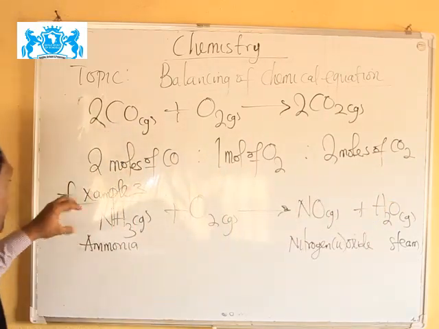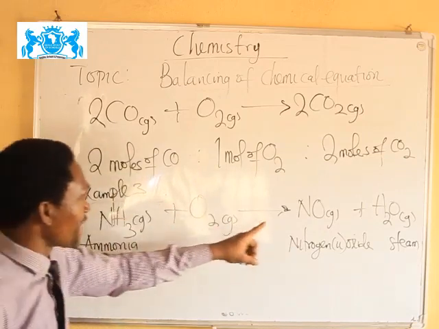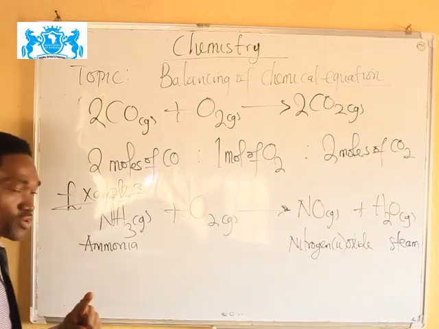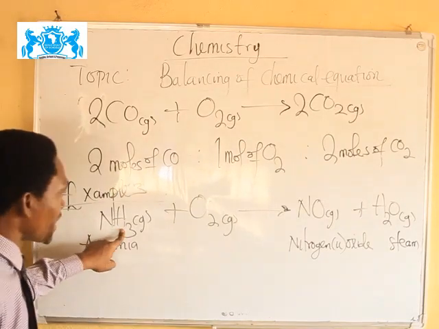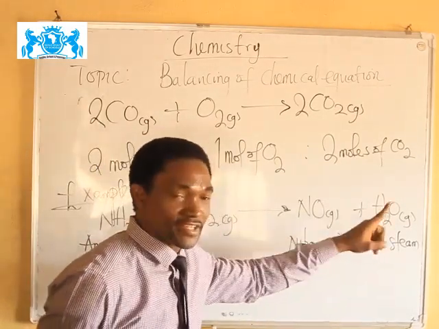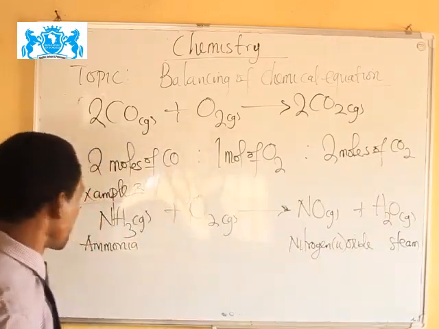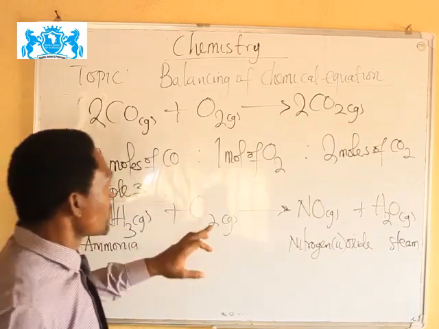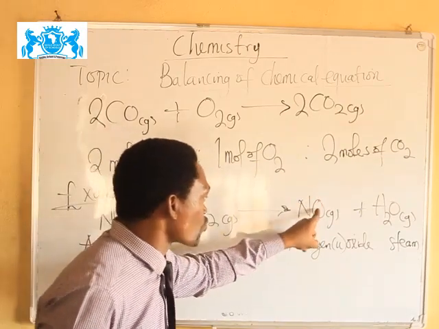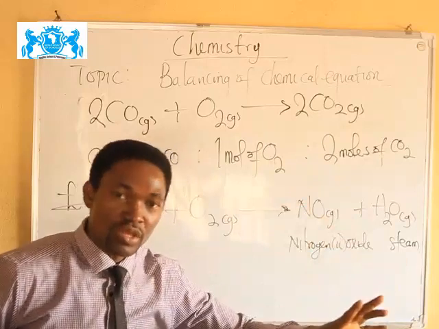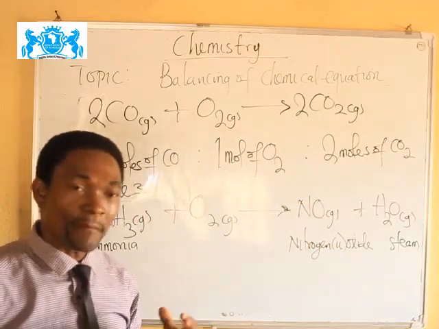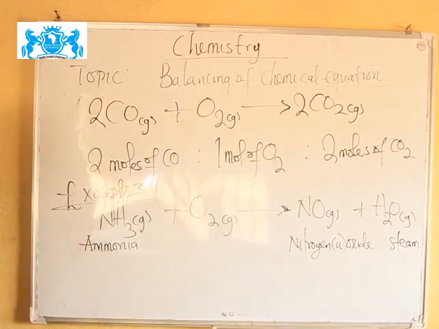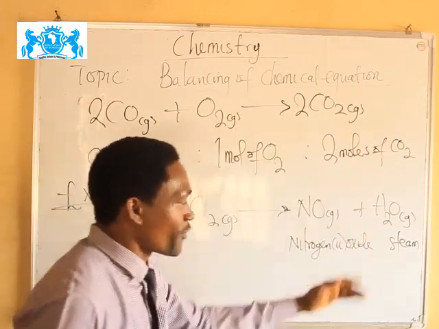Then again you look. One nitrogen here, over here on the product side is also one nitrogen. Nitrogen seems to be okay. Hydrogen is 3 here, but over here on this product side is 2. So we'll keep that in our mind. Then oxygen here is 2 on this reactant side, and the product side is 1 plus 1, which is also 2. So the only thing that seems unbalanced in this equation is hydrogen. On this side we have 3, and on this side we have 2.